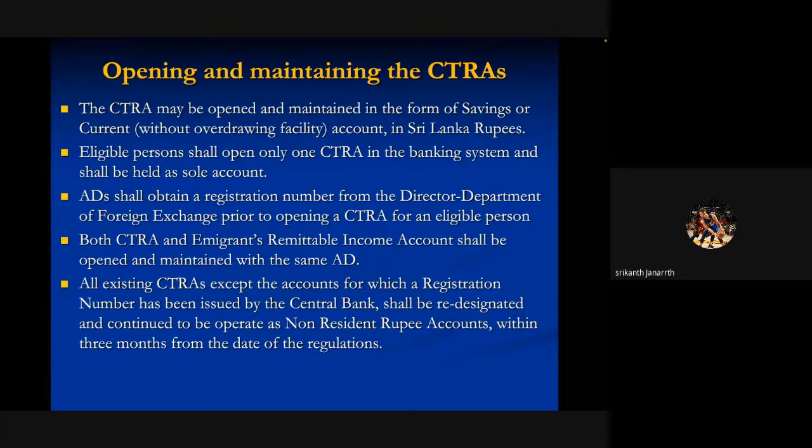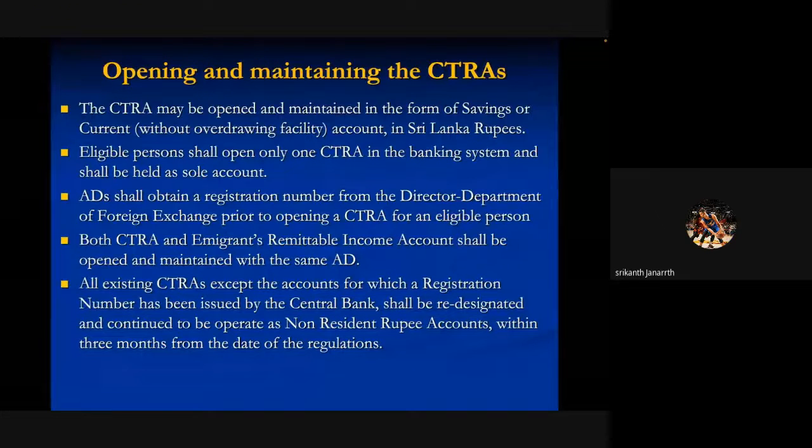Then look at the last point. All existing CTRAs, except the account for which the registration number has been issued by the central bank, shall be redesignated and continue to operate as NRRAs. This is what I told you earlier. Once you know you are migrating, if you have 5 accounts with one particular bank and no other bank, all your 5 accounts would become CTRAs till March last year. After this March regulation came, the central bank says no. All the 5 accounts except one, all 4 need to be non-resident rupee accounts, NRRA. Only one account needs to be a CTRA, right?